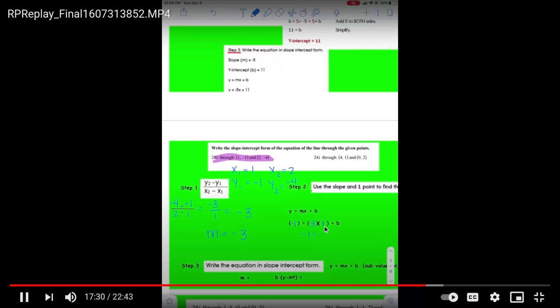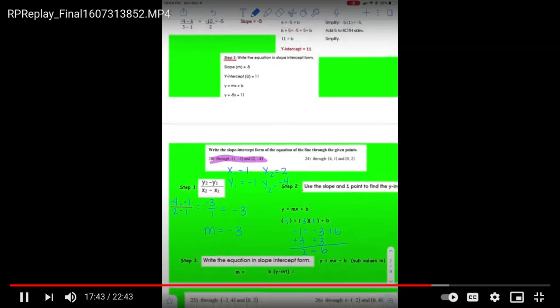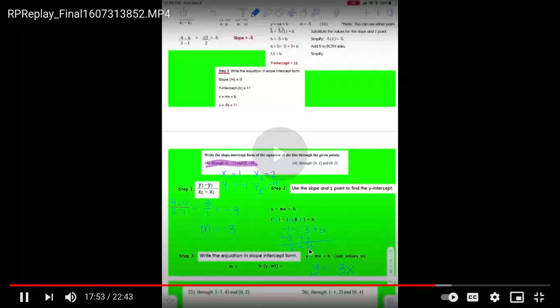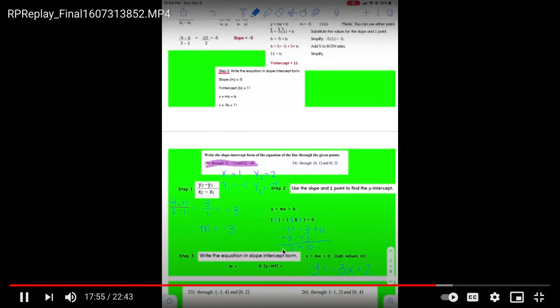So now I'm going to take -3 times 1, which is -3. So -1 equals -3 plus b. To get rid of that, I add 3 to both sides, and I get 2 is equal to b. So from here, I get the equation y is equal to -3x, because m is -3. And we're going to do -3x plus 2, because 2 is equal to b.